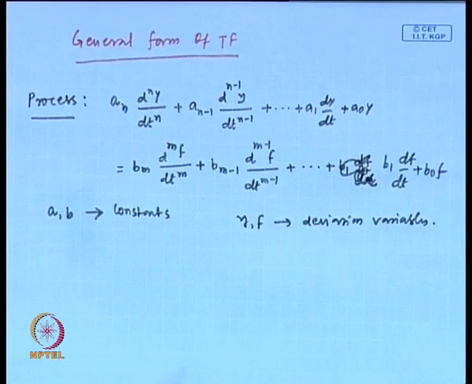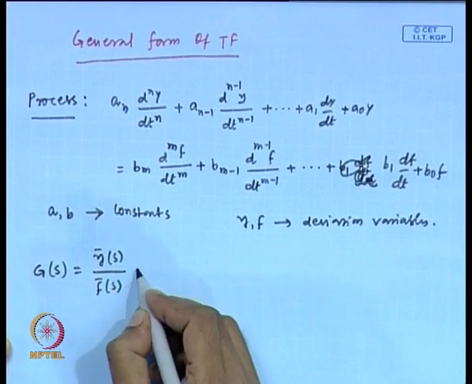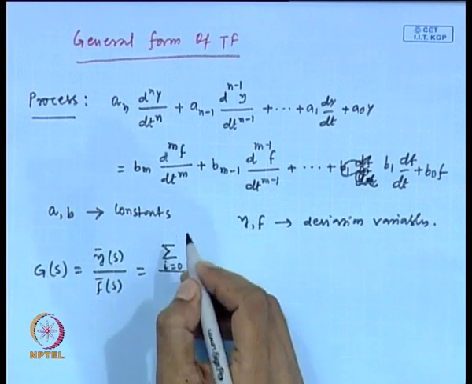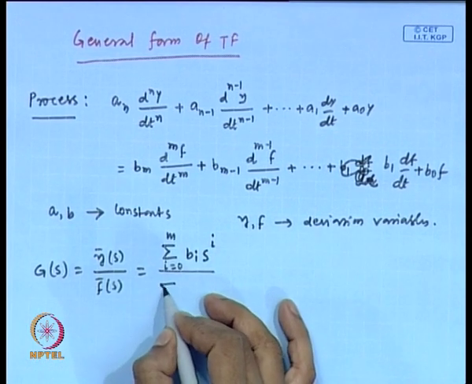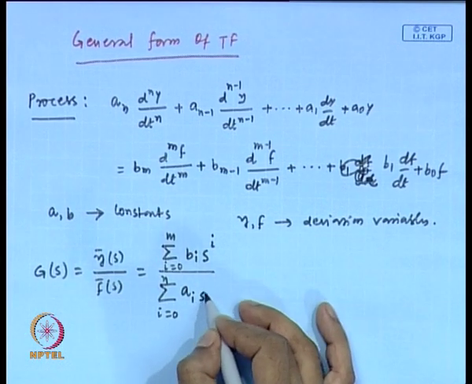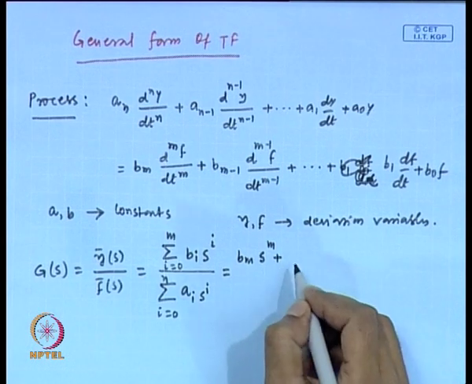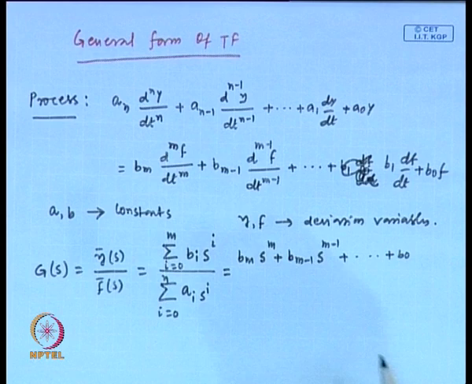Fine. Now, if we take Laplace transform and rearrange, we get the transfer function, and that has the form of G(s) equal to Y bar(s) by F bar(s) equal to the sum for i equals 0 to m of b_i s^i, similarly here the sum for i equals 0 to n of a_i s^i, and we get b_m s^m plus b_(m-1) s^(m-1), and the last term is b_0.